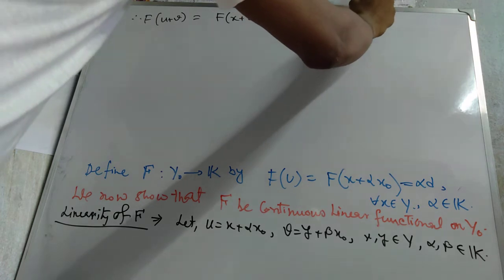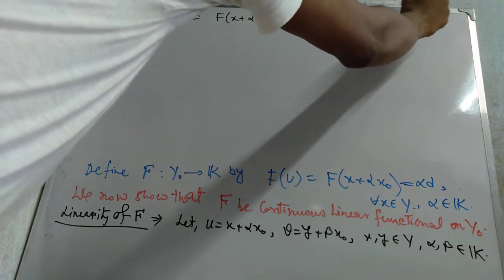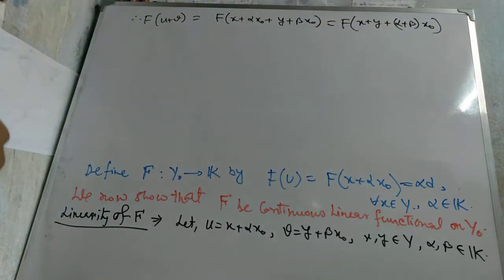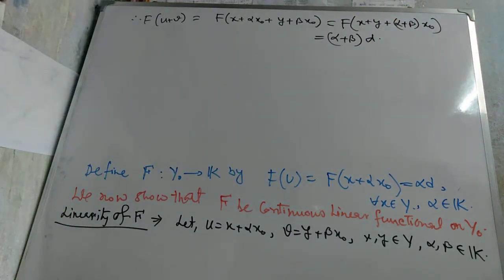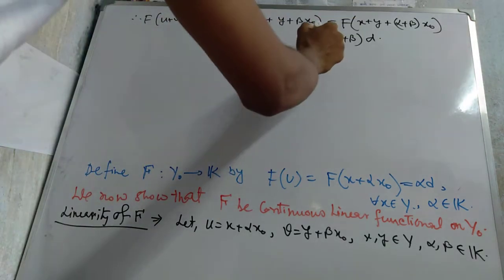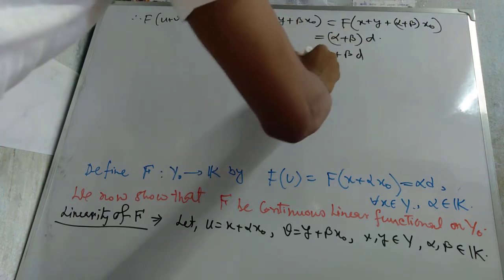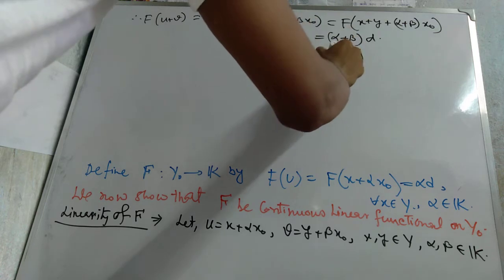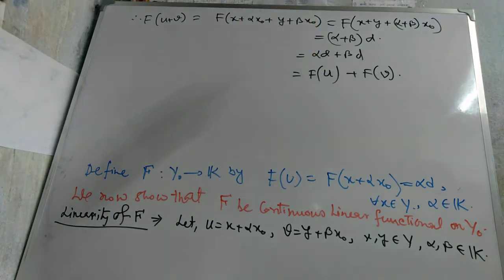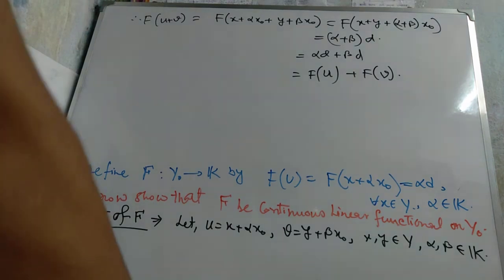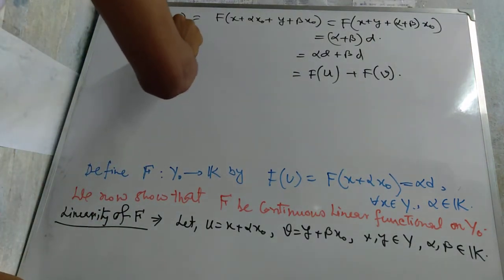This equals f of x plus y plus alpha plus beta times x0, which equals alpha plus beta times d. Then we find this equals alpha d plus beta d, which equals f of u plus f of v, because this one equals f of x plus alpha x0 and this one equals f of y plus beta x0. So f is additive.